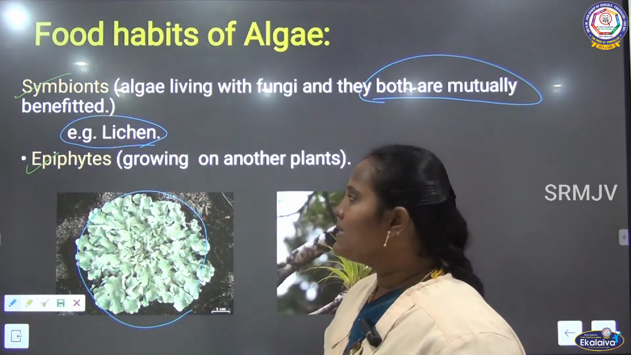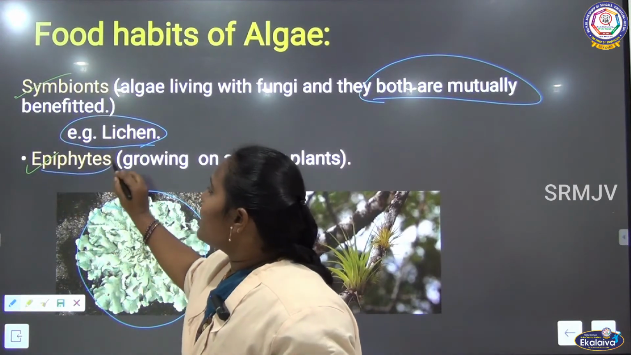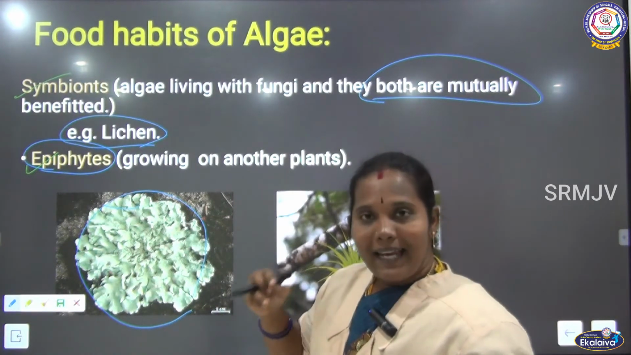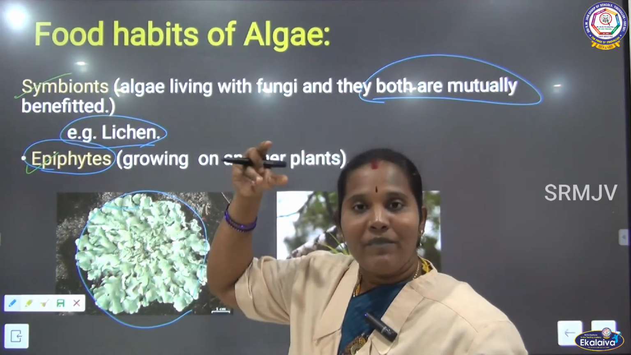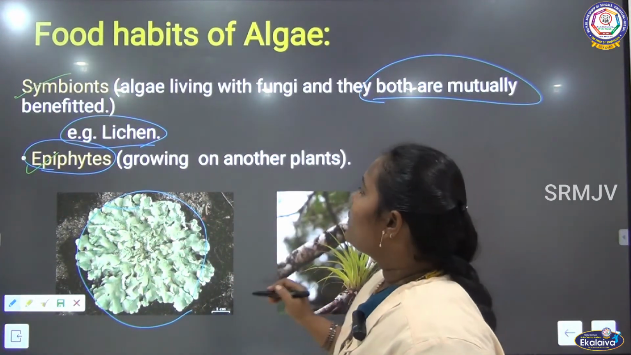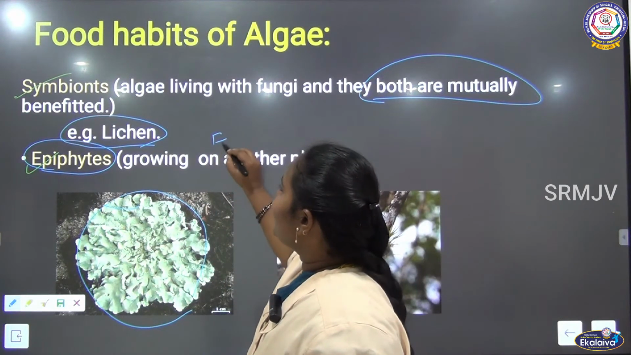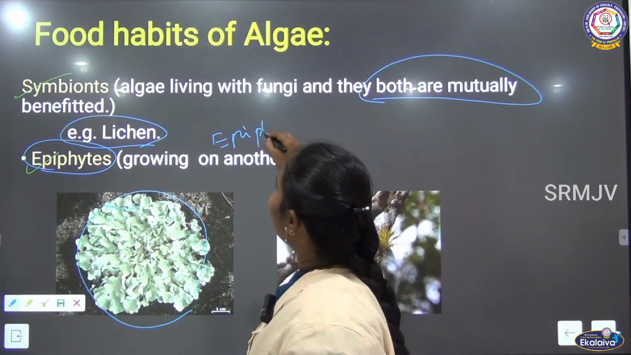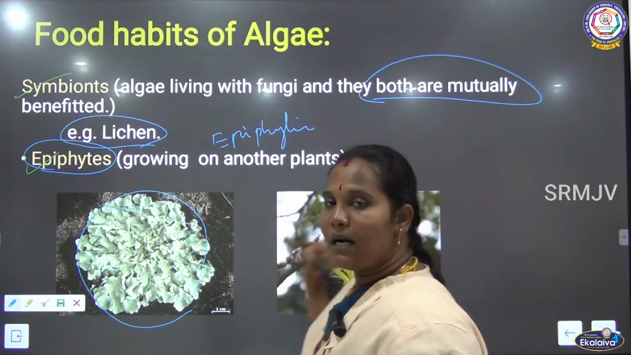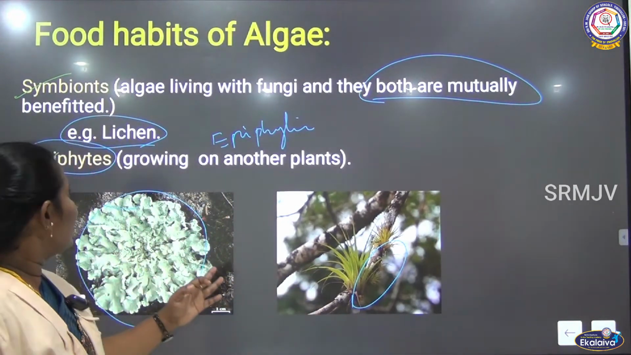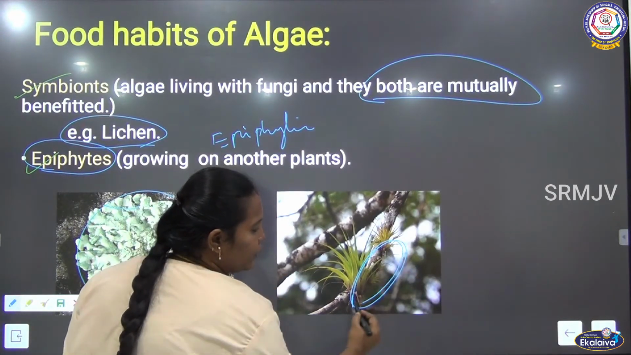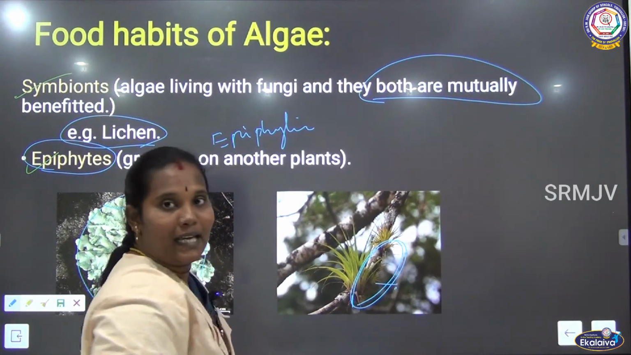What do epiphytes mean? An epiphyte is actually a plant growing on another plant. They directly suck the nutrition from the host plant, and that is the epiphyte. Epiphyte has the epiphytic root. See, you can see here, this is the example for the symbionts. This is the example for the epiphytes. What does epiphytic mean? They have the epiphytic roots. We can see some root pots, that is the epiphytic root.